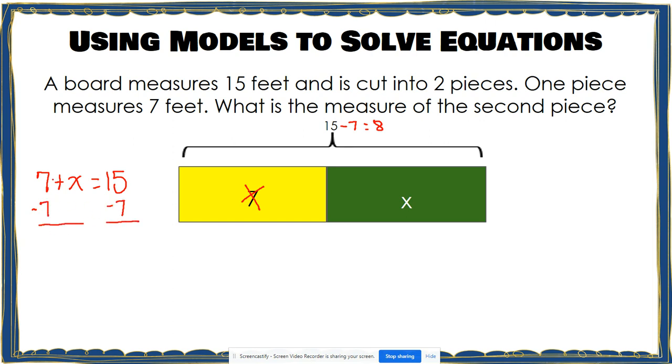When I do this, 7 minus 7 gives me 0, and 0 plus x is just x. Then I would bring down my equal sign, and 15 minus 7 is 8. So x is equal to 8.